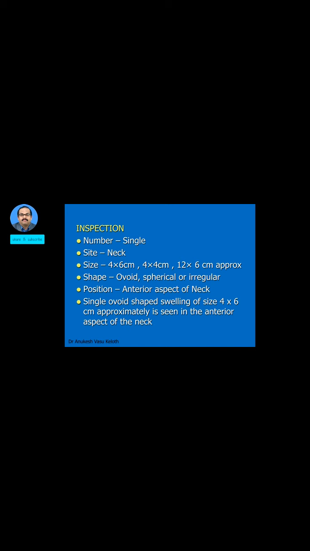So the first 6 features that we generally look for on inspection, that is without touching. We have the number of the swelling, the site of the swelling, the size of the swelling, shape, the position, and then you have the extent of the swelling. This much you can approximate and say while looking.